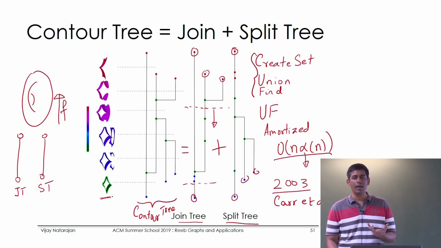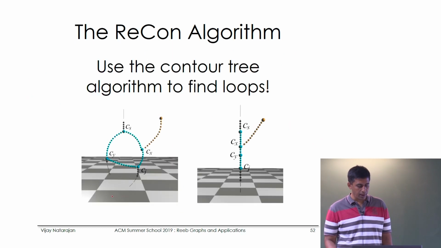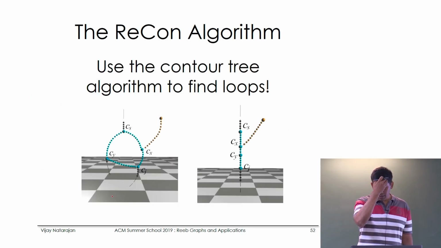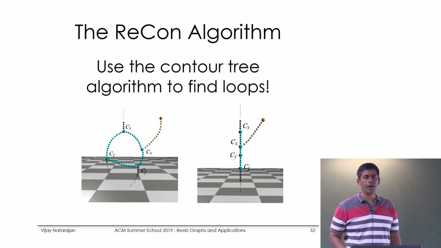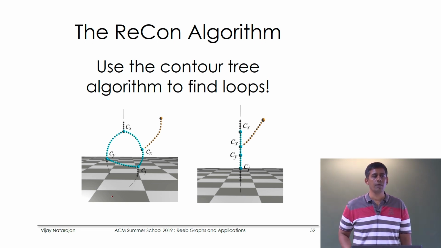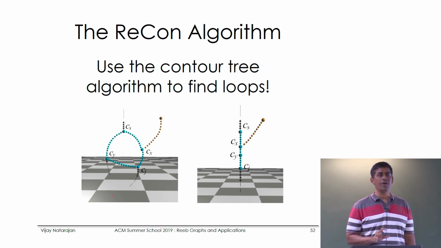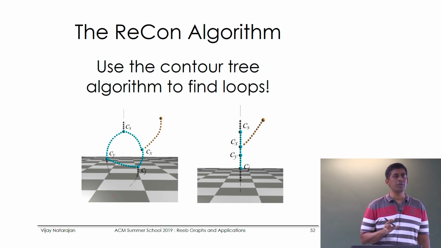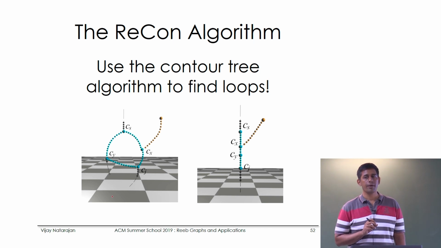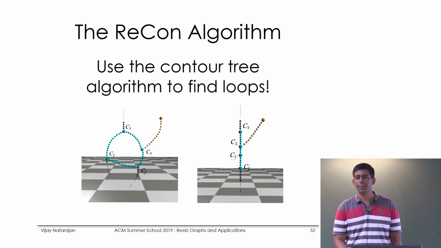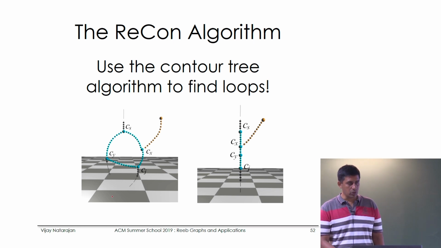Which means you have to handle the loops explicitly, right? And it took a while to recognize this. And here is the idea for constructing the Reeb graph. The idea is to identify the loops explicitly somehow, and then reuse the contour tree algorithm by Carr et al. So how do you recognize the cycles to begin with?